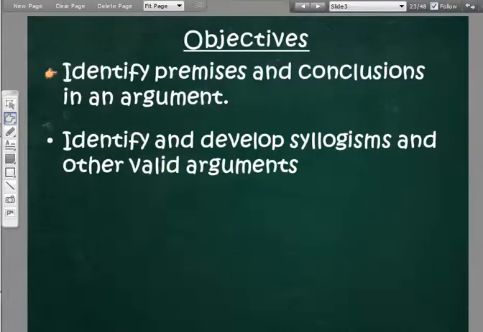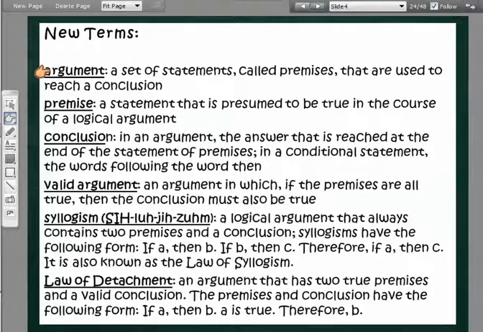Now, the objectives in this lesson are to identify premises and conclusions in an argument, which we did a little bit of in 2.01, and then identify and develop syllogisms and other valid arguments. That sounds pretty official. Look at all these terms. Some of them are new, some of them aren't.